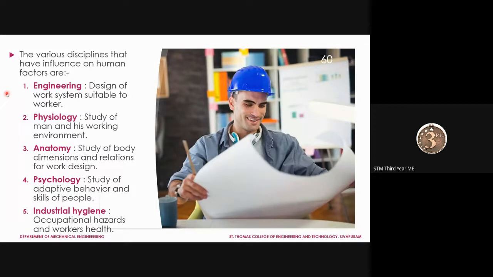And for that salary, they should have a job that is less risky. For such a job, they can work with some level of confidence. To ensure that, we must be able to provide some safety features inside the industry. So these are the 5 human factors that affect ergonomics. The first one is engineering, then comes physiology, then anatomy, psychology, and the last one is industrial hygiene. So these are the human factors.